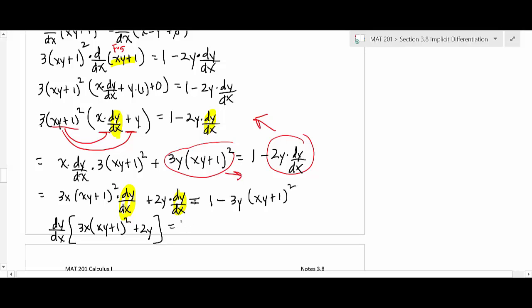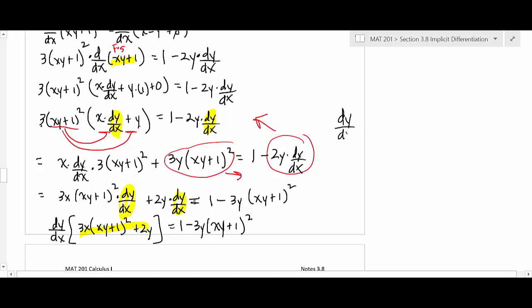Then the last step, you can always do that last step in your head. You don't have to show it, because now what you're going to do is divide by this whole thing right here. So you just divide by that, and then you can write your answer. Okay, do that in your head. Okay, so let's just write the answer now.